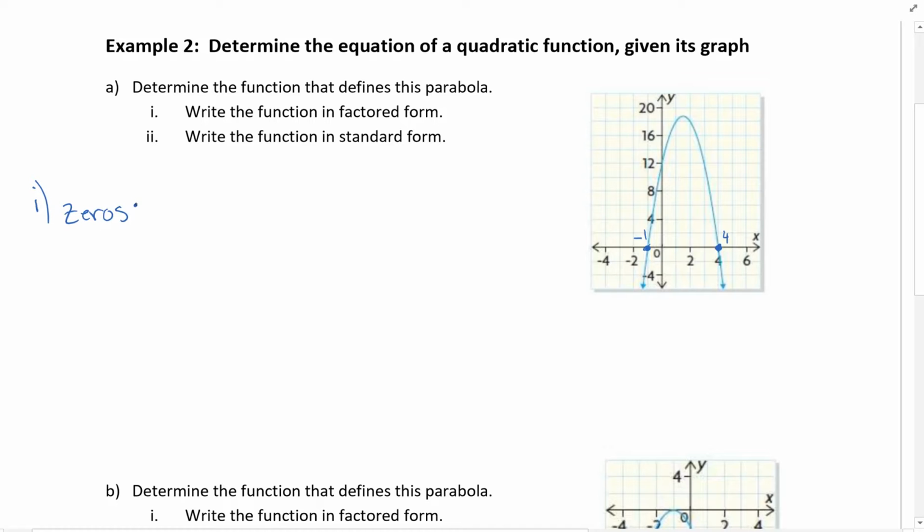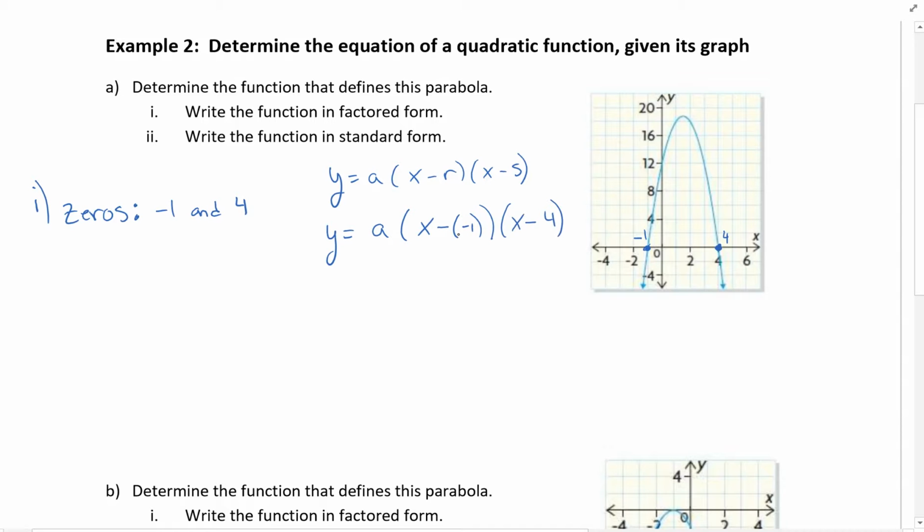Why would I want to do that? Well, if this is in factored form, those two zeros, my r value and my s value, come right out of there. So in this format, a(x − r)(x − s), my zeros should represent my r and my s, right? So I don't know my a value, but I know my r value: x minus negative 1 and x minus 4.